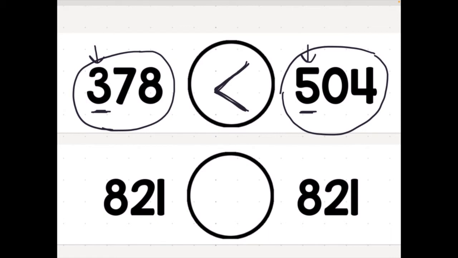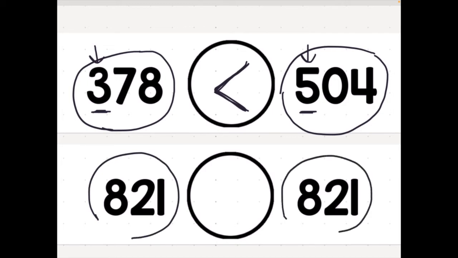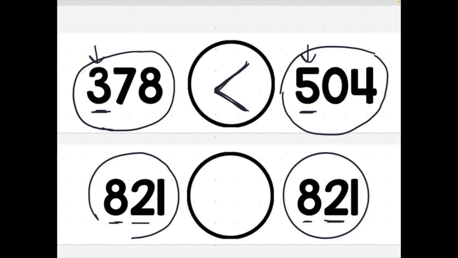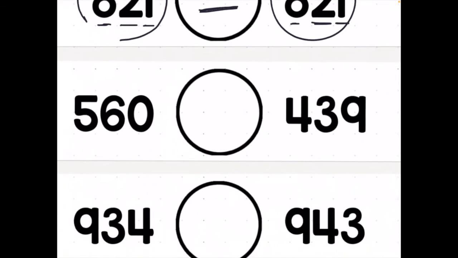We have 821 and 821. Compare them. 800, 800. That's the same. 2 tens, 2 tens. Again, that's the same. 1, 1. Huh, those are both the same. We need to write equals. 821 equals 821 because they're the same. That was kind of fun.